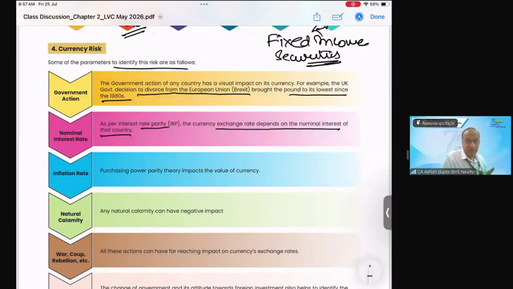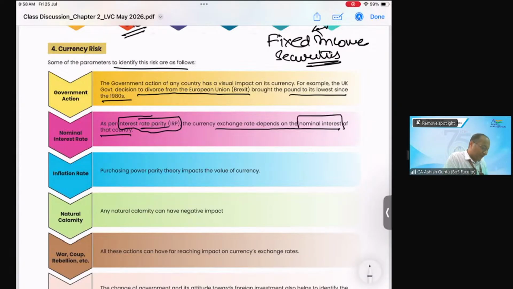I will not discuss it here because it will take another half an hour. But just remember that this interest rate parity theory is covered in the foreign exchange exposure chapter, because there are basically two theories, rather three theories: interest rate parity, purchasing power parity, and Fisher theory. So basically two theories are mainly covered: interest rate parity and purchasing power parity.